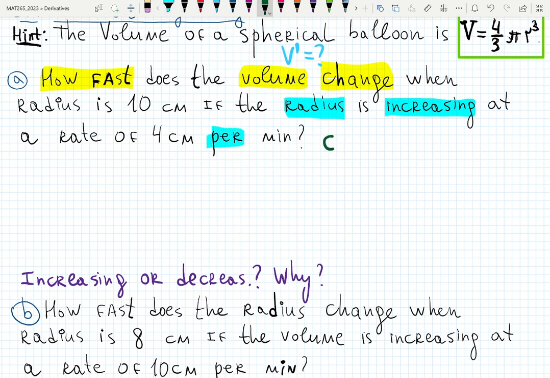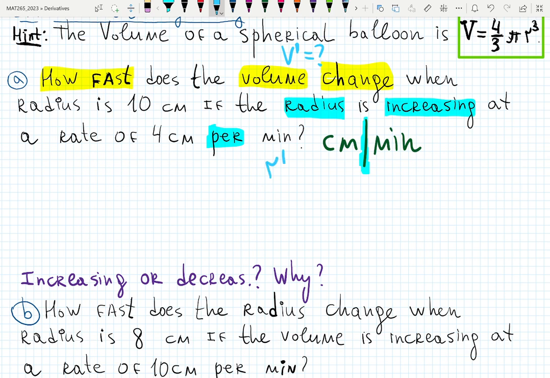Centimeters per minute, centimeters per minute, miles per hour. That means derivative as well of something. Okay, so that is derivative. In blue, it's also derivative here. How fast is the radius changing, increasing? So I will do r prime.